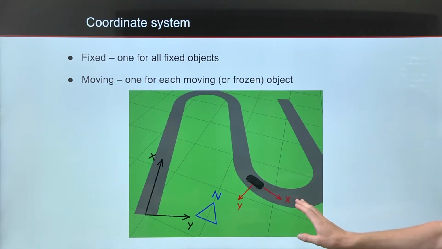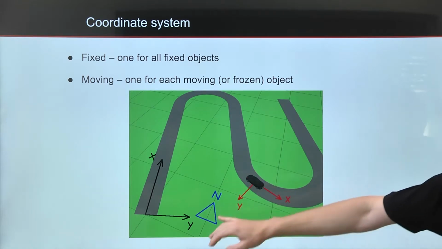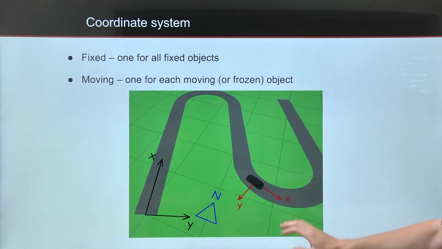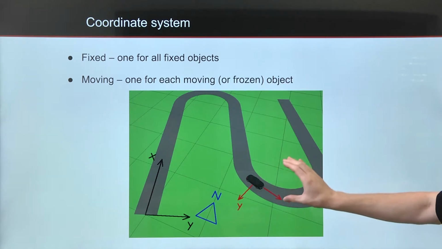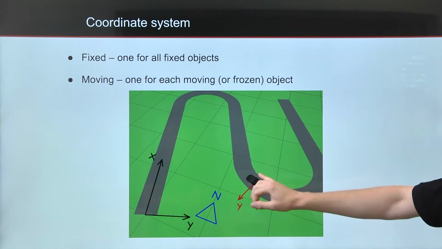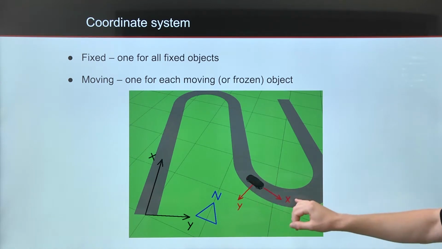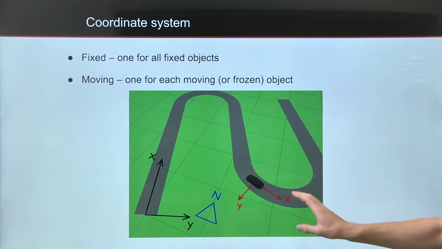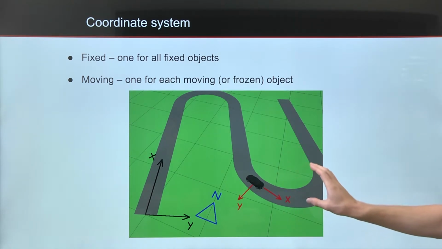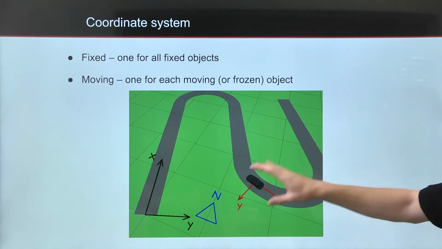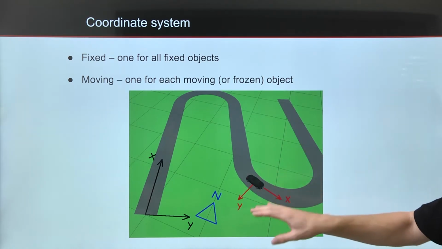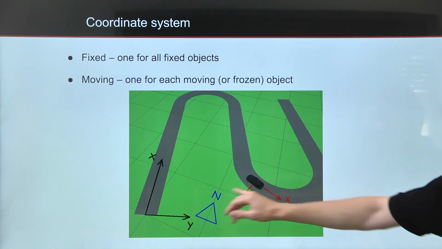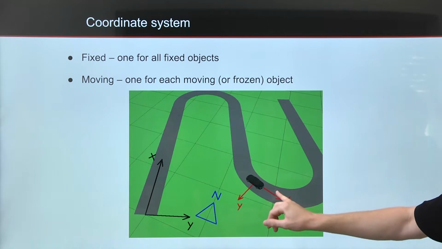Inside Polygon, we have two coordinate systems. So one is the global coordinate system, which is always fixed. And we have coordinate systems for each of the moving objects. So every vehicle that is moving has its own coordinate system. And there will be a big difference when we are doing the calculation from a moving object to a standing object, or from a standing object to a moving object, because they will have different coordinate systems, like you can see on this image.